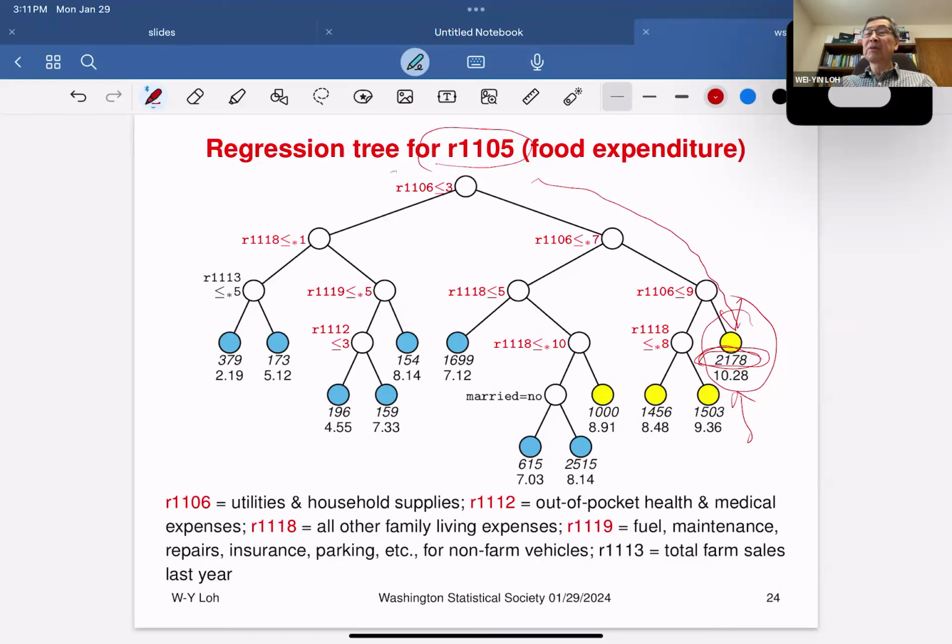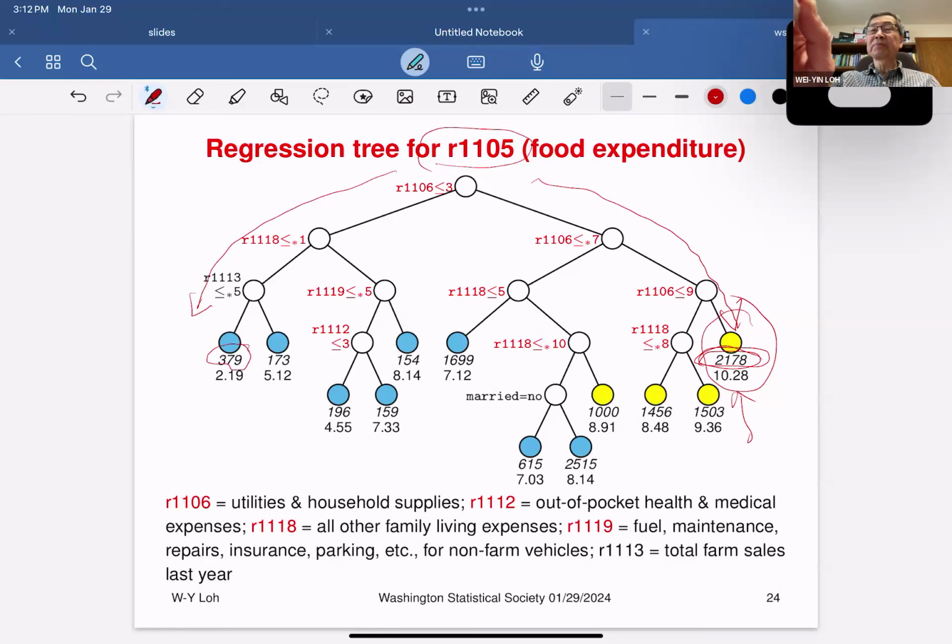If the observation comes down here, so this is a person again without the R1105, there are only 379 farms in there. And we're going to impute them randomly by picking one of the 379 observations, right?